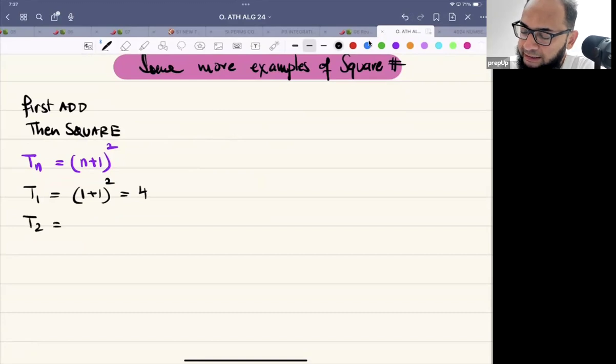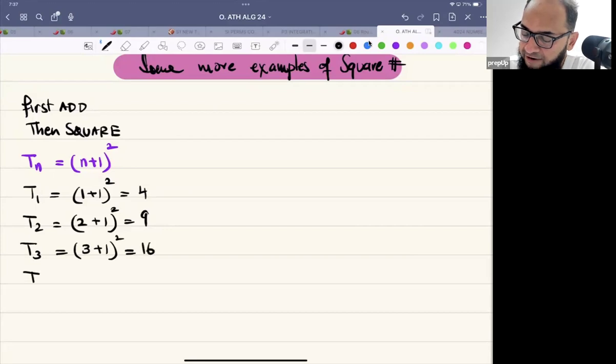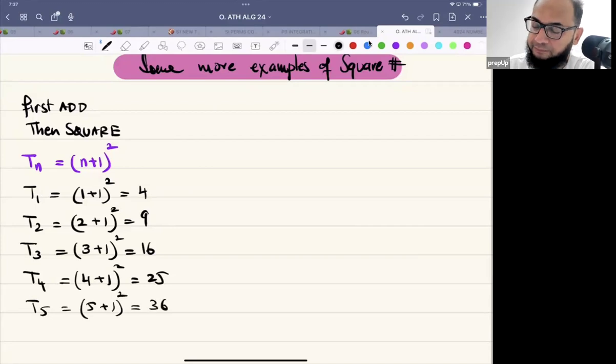T2 is 2 plus 1 whole square, which is 3 square, 9. T3 is 3 plus 1 whole square, which is 16. T4 is 4 plus 1 whole square, which is 25. T5 is 5 plus 1 whole square, which is 36.